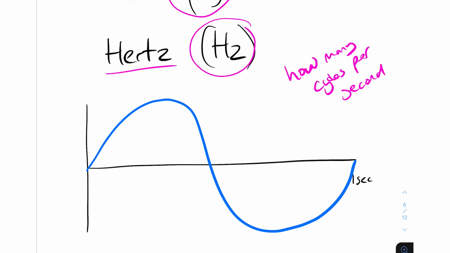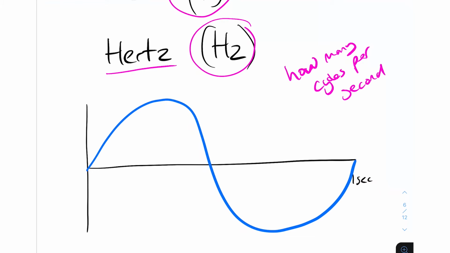Okay, so we're dealing with the unit being 1 second. So if I count for 1 second, how many times in that 1 second did the waveform oscillate? How many times did it cycle through? The difference with period is asking how long did it take the waveform to do one cycle.